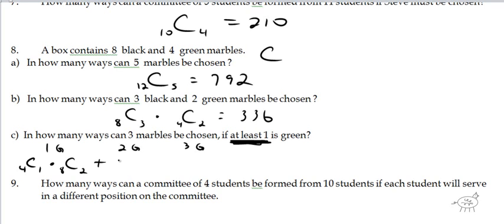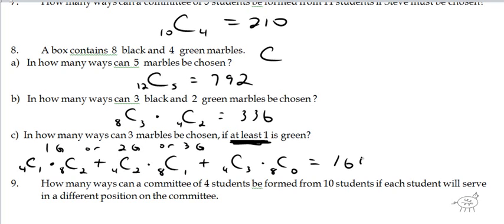Or, don't forget, or means plus. So 2 green, so it's 4C2 and 8C1, 1 black, or 4C3, 3 green, and 0 black. Okay, so if you multiply all that out, you get 164. But man, look for that at least. So important. Don't miss that.